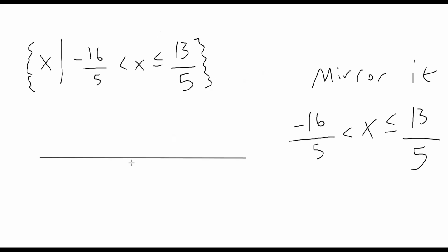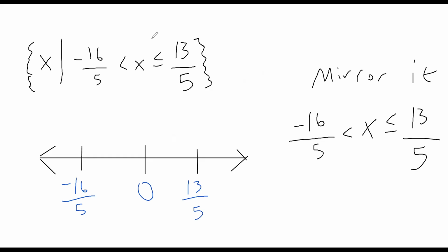Let's graph this on a single number line. Let's say 0 is in the middle here. Let's say 13 over 5 is somewhere over here, and I'll label it in just a moment. Let's say negative 16 over 5 is somewhere over there. 13 over 5, which is 2.6. Here's 0 in the middle, negative 16 over 5, which is negative 3.2.